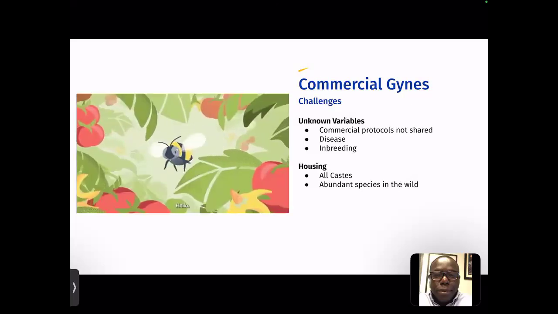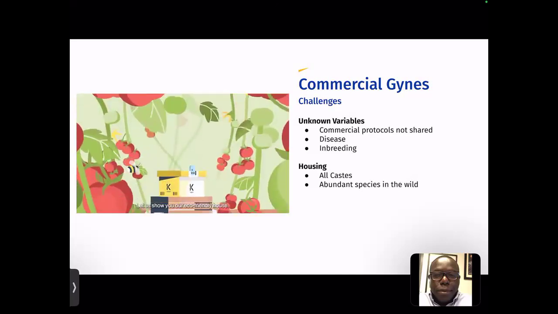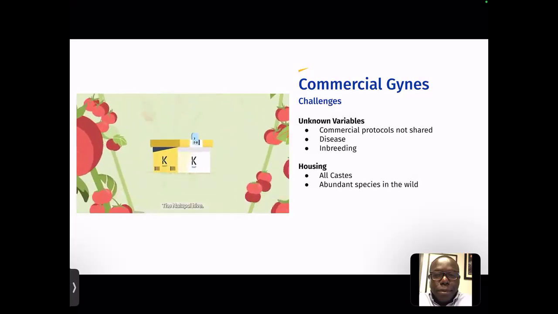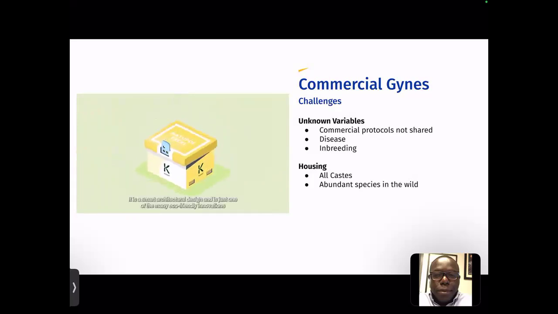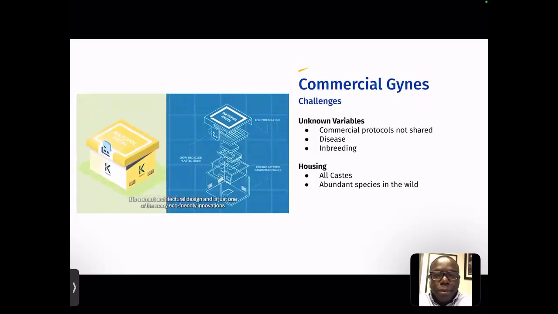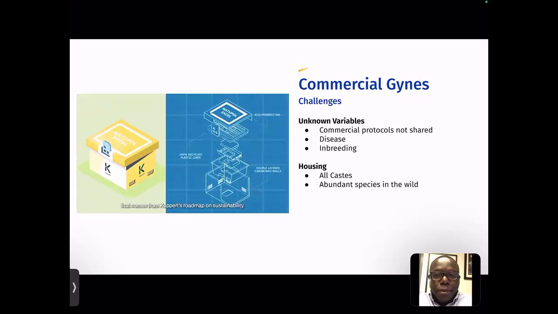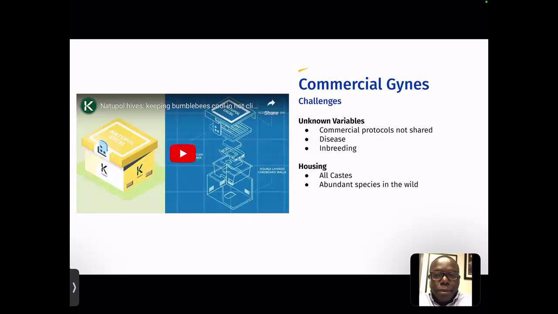Yes, us. Your bumblebees. Hello. Let us show you our eco-friendly house. The Natupol hive. It is eco-friendly and made of 85% recycled materials. It is a smart architectural design and is just one of the many eco-friendly innovations that comes from corporate's roadmap on sustainability.